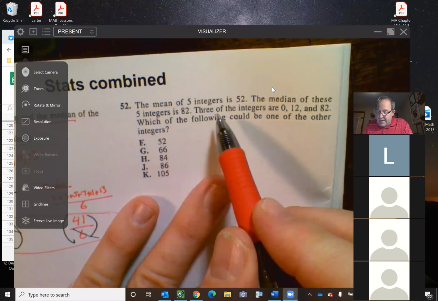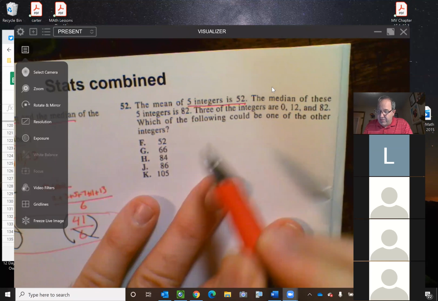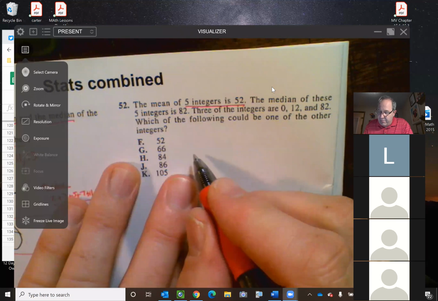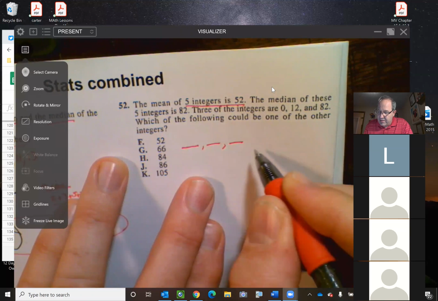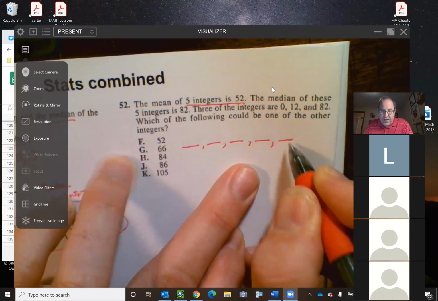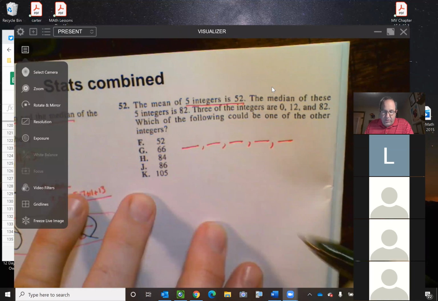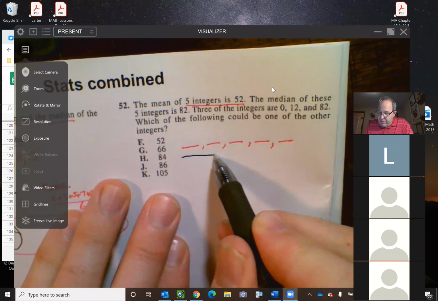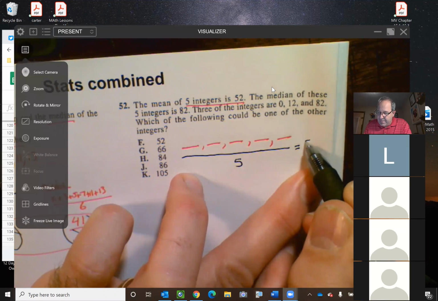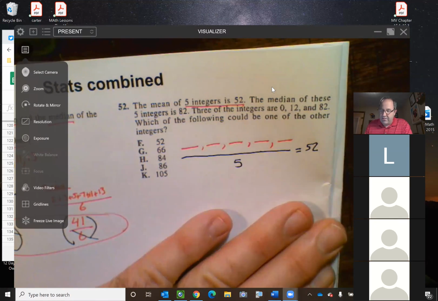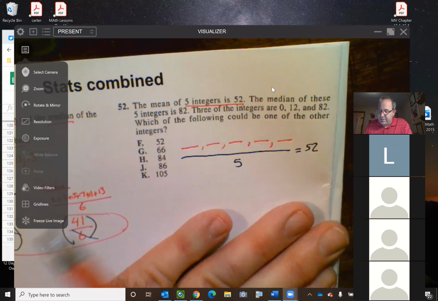They tell us the mean of 5 numbers is 52. So we've got 5 numbers here. I'm going to make a list of 5 numbers: 1, 2, 3, 4, 5. I know that the mean, in other words, when I add up all those numbers and divide by 5, I've got to get 52, right? Because they tell us the mean is 52.